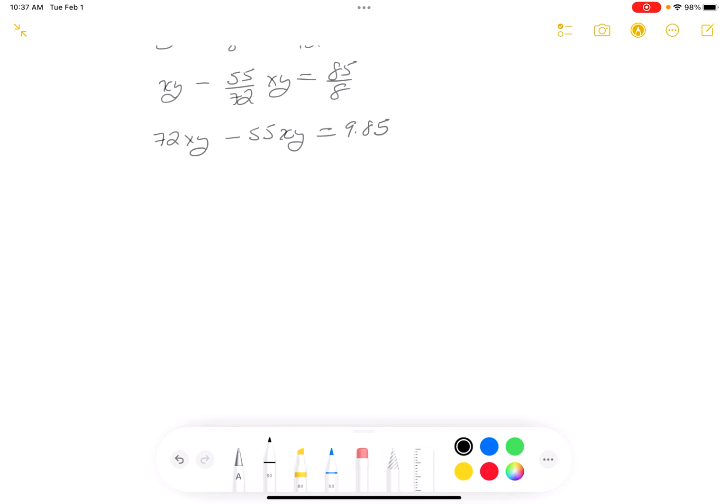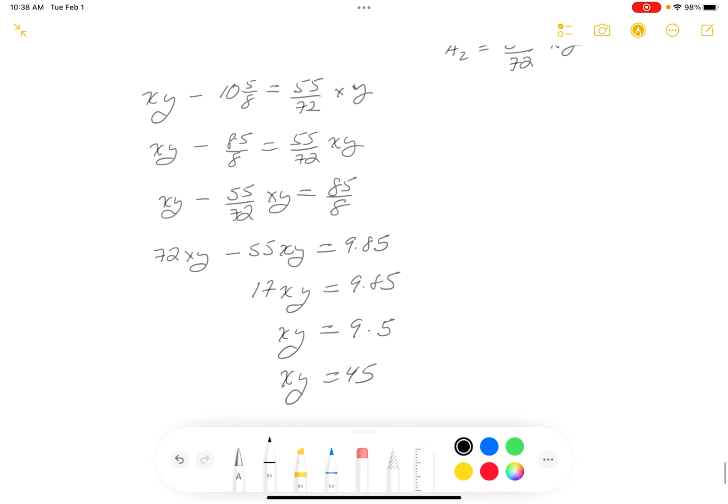Hoping for something really easy, by the way. 72 minus 55, that's 17xy, isn't it? And then 9 times 85. And xy, I'm going to divide both sides by 17. So 17 goes in 85 5 times. So xy is equal to 45. So I kind of boiled it down to something pretty simple, but I want to go to the next thing.